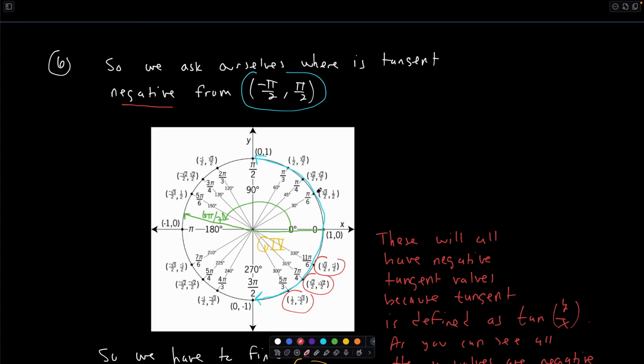And there's this little cool trick, or I think it's an acronym, or I don't know what it is, where I could say A, S, T, C. I'll say all students take calculus. All trig functions are positive. Only sine here is positive. Only tangent here is positive. And only cosine here is positive. And they're reciprocals, meaning like sine and cosecant, and tangent and cotangent, and cosine and secant. All right, so this is important.